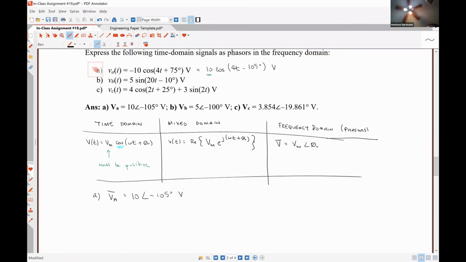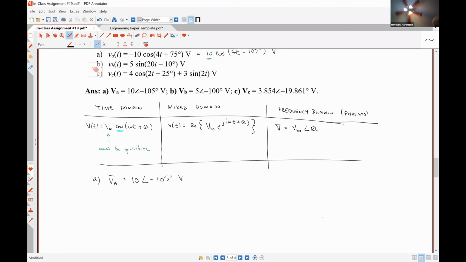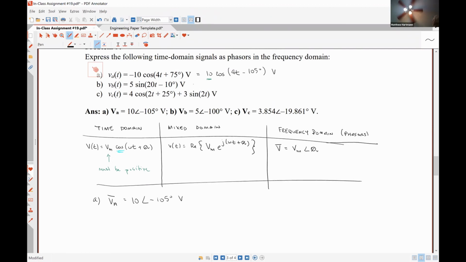You take the angle, so you convert it to a cosine function with a positive magnitude, then you take the magnitude and the phase angle, and those are the only pieces of information you keep to make it a phasor. It's pretty straightforward. All right, so let's look at VB here.